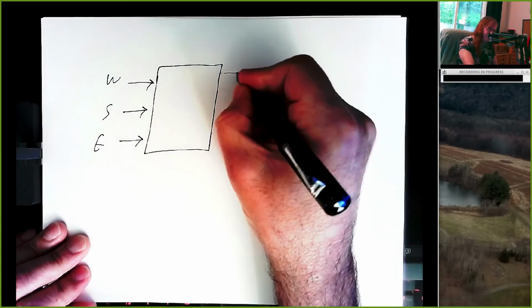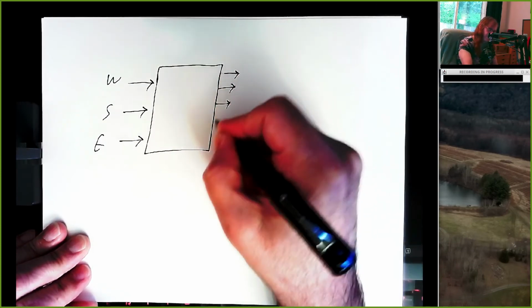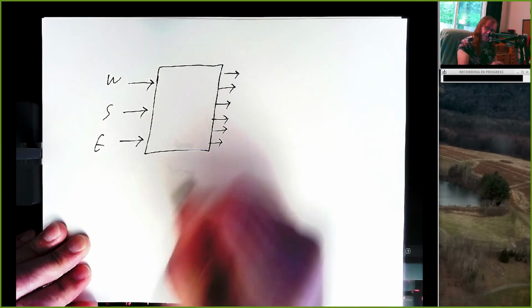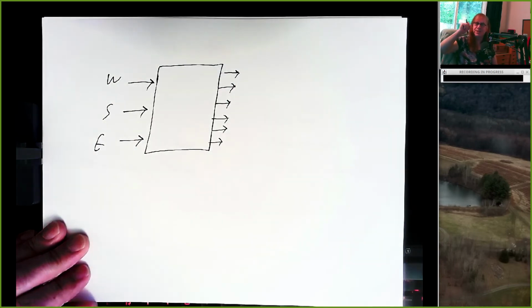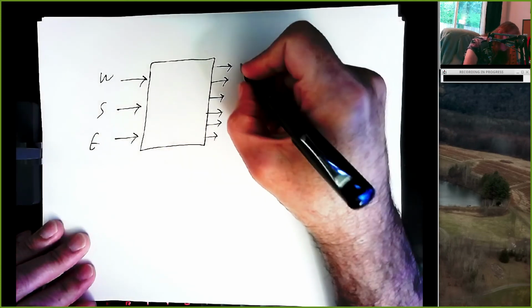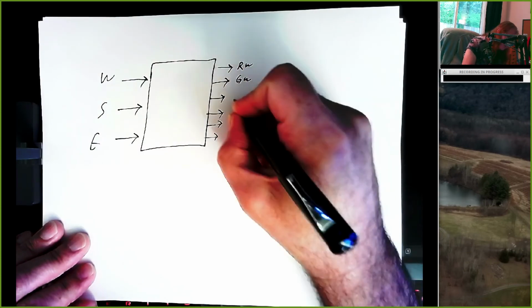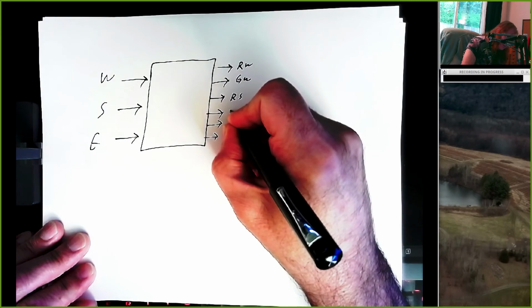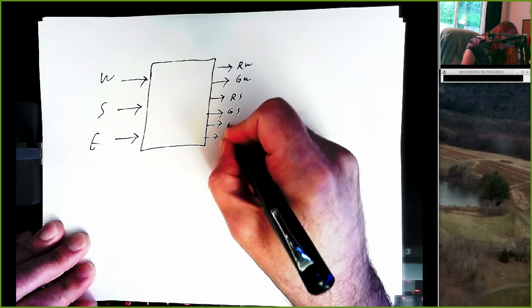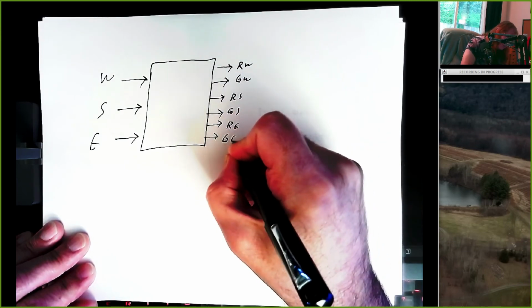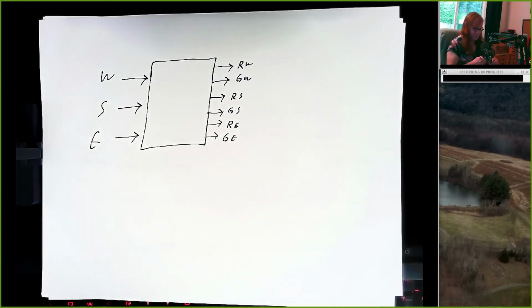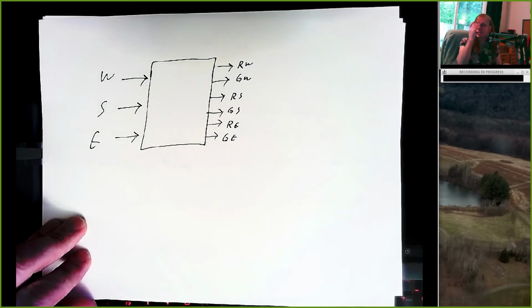6 outputs. Each lane has a red light and a green light. And so I'm going to call these red west, green west, red south, green south, red east, green east. All right. 3 inputs, 6 outputs.